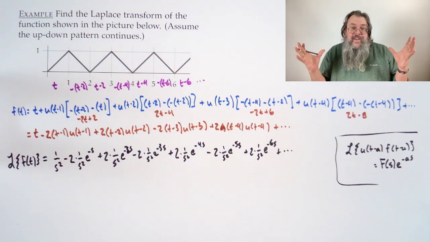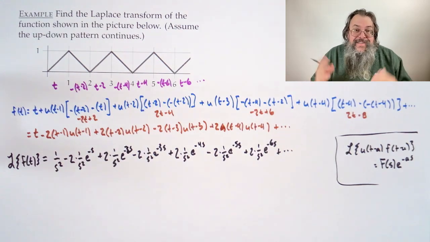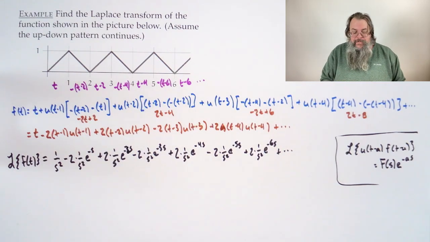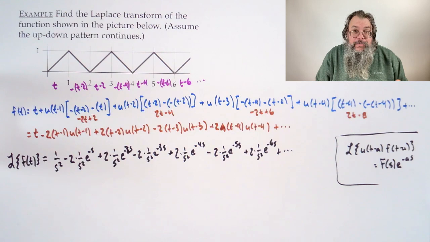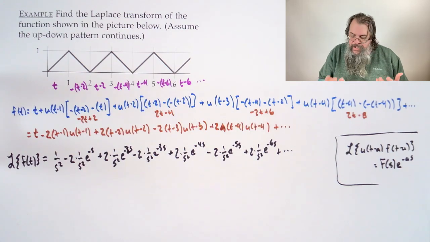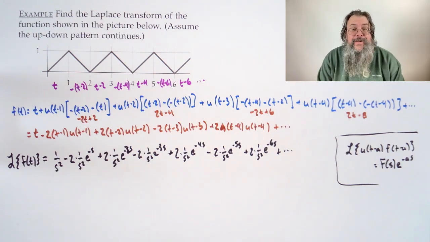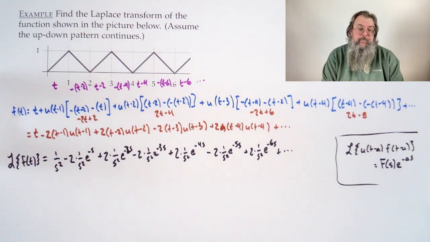Now, in some sense, you could say, we did it! Because we did. This is actually a correct answer. We were asked for a Laplace transform. We found a Laplace transform. Life is good. And we could walk away from this problem. But we're not going to. We're going to say, hey, could we write this in a nice, simple way?